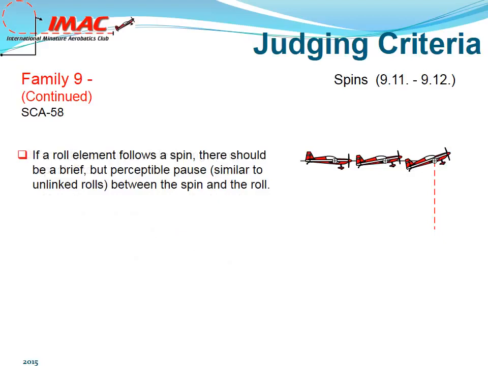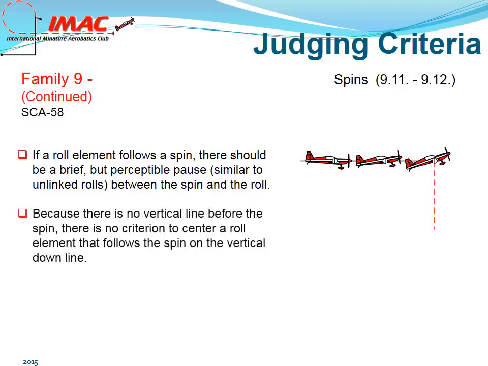If a roll element follows a spin, there should be a brief but perceptible pause, similar to unlinked rolls, between the spin and the roll. Because there is no vertical line before the spin, there is no criterion to center a roll element that follows the spin on the vertical downline.